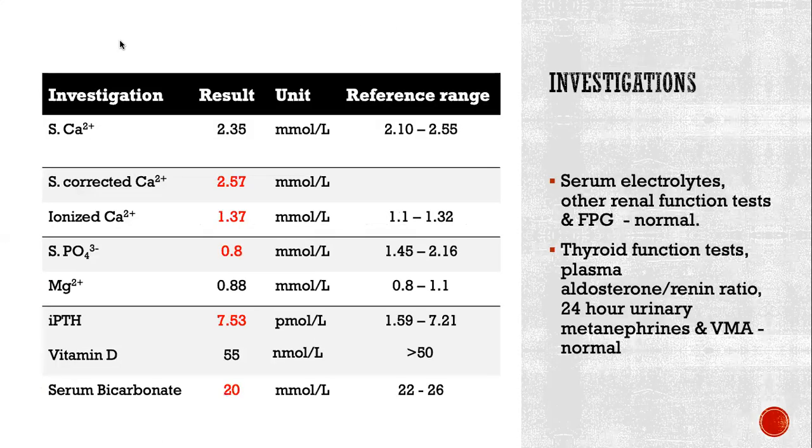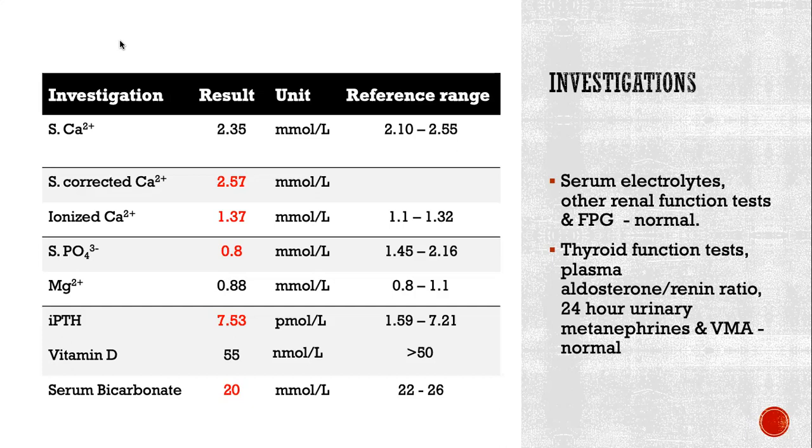His blood investigations revealed a normal serum calcium level of 2.35 millimole per liter, a high serum corrected calcium level of 2.57 millimole per liter, a high serum ionized calcium level of 1.37 millimole per liter, and a low serum phosphate level of 0.8 millimole per liter. His serum magnesium level was normal, 0.88 millimole per liter, but his intact PTH level was 7.53 picomole per liter, which is high. And the vitamin D level was normal, 55 nanomole per liter. He has a serum bicarbonate level of 20 millimole per liter, which is low.